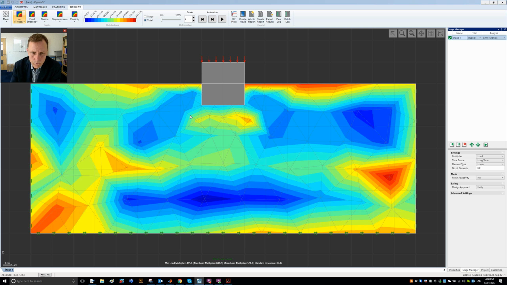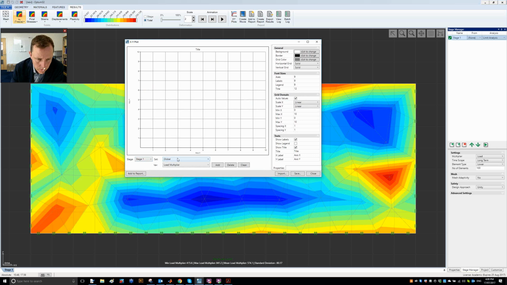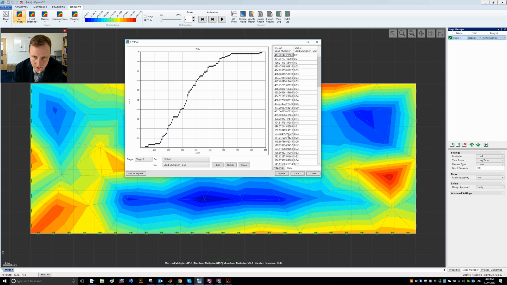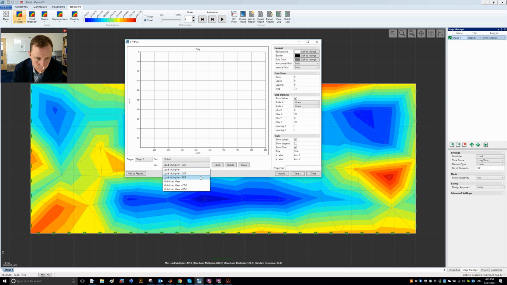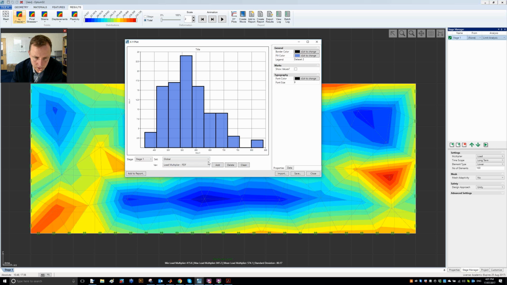Now you can also go to XY plots, and then the results are available to be plotted here. The load multiplier, the cumulative distribution function, the CDF, that's the one we saw before, and as usual you can click this and the data is available over here if you want to copy and paste it into some other program. And the PDF as well. I think that can be copied as well, yes. The data for that is available as well.